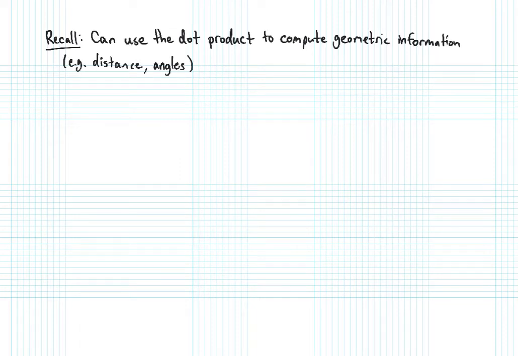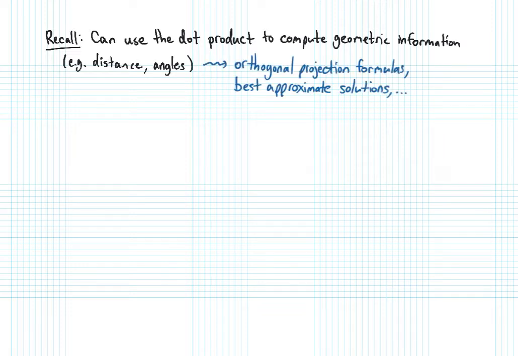Hi everyone. So we've been studying the dot product, and the key thing about the dot product is that it allows us to compute geometric information, such as things like distance and angles. And this can be useful in a lot of ways. In particular, we have these nice orthogonal projection formulas, and we have a way of finding best approximate solutions in cases where there is no exact solution to an equation.